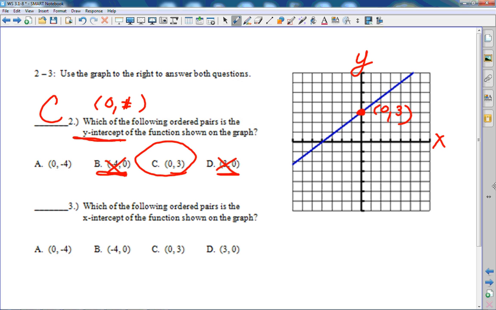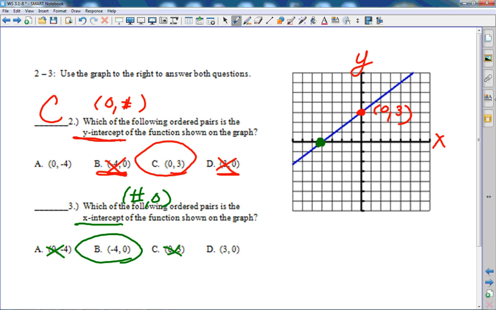On the next one, it says, what is the x-intercept? I know that the x-intercept has a number in the x spot and a 0 in the y. So this could be it. Oh, this can't. This can't. So now I have these two. So now I'm going to go on the x-axis. 1, 2, 3, 4. 0, negative 4, 0.